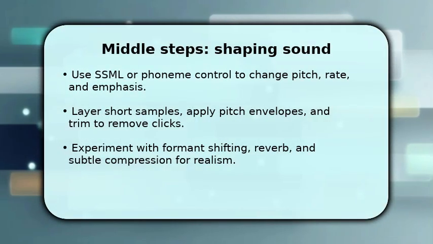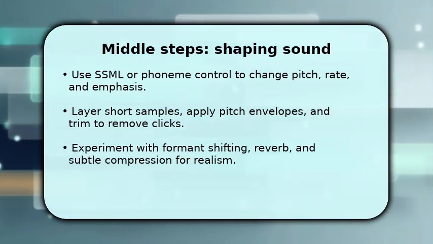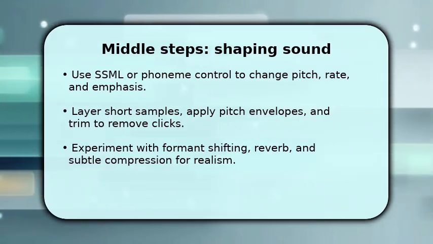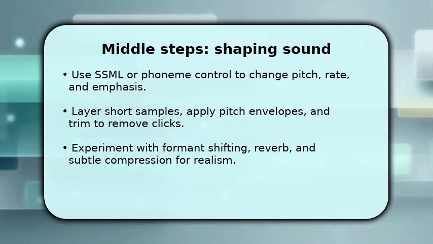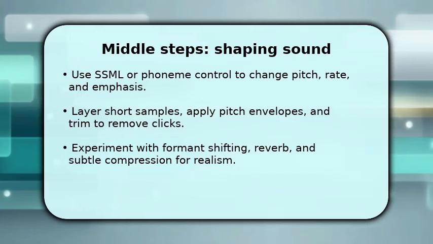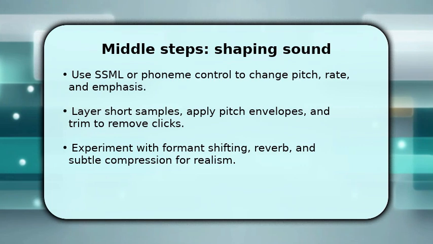Now you shape the sound. Program SSML tags or use phoneme-level editing to adjust pitch, speed, and stress. Once done, layer short vowel or consonant samples and apply pitch envelopes to simulate rises and falls. Trim artifacts and smooth transitions to avoid robotic jumps. Make sure to add subtle formant shifting, light reverb, and gentle compression to increase naturalness. These steps teach how timbre and dynamics create expressiveness while keeping outputs appropriate and technical.